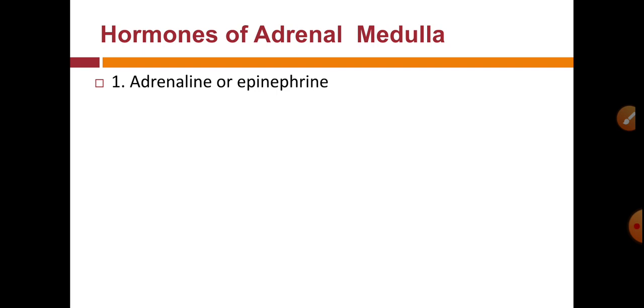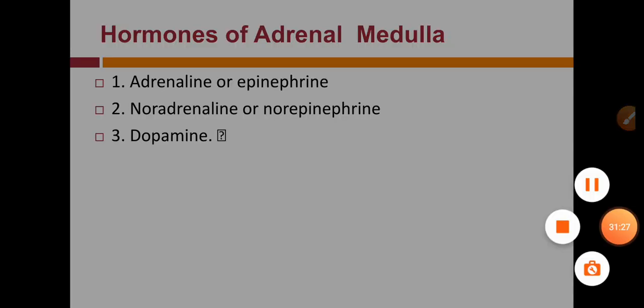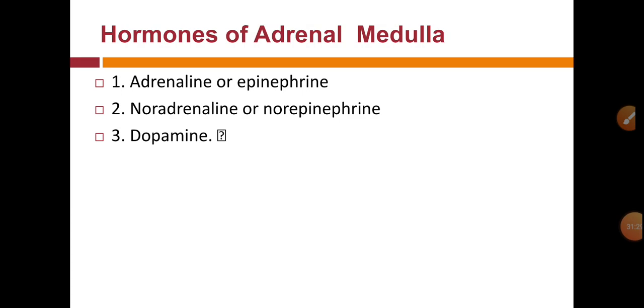Adrenaline or epinephrine. So, hormones of adrenal medulla. We have seen the hormones of adrenal medulla, that are adrenaline, noradrenaline, and the third one is dopamine. Adrenaline is also called epinephrine, while noradrenaline is also called norepinephrine, and the last hormone that is secreted from adrenal medulla is dopamine. These are hormones as well as neurotransmitters, because adrenal medulla is developed from neural crest.